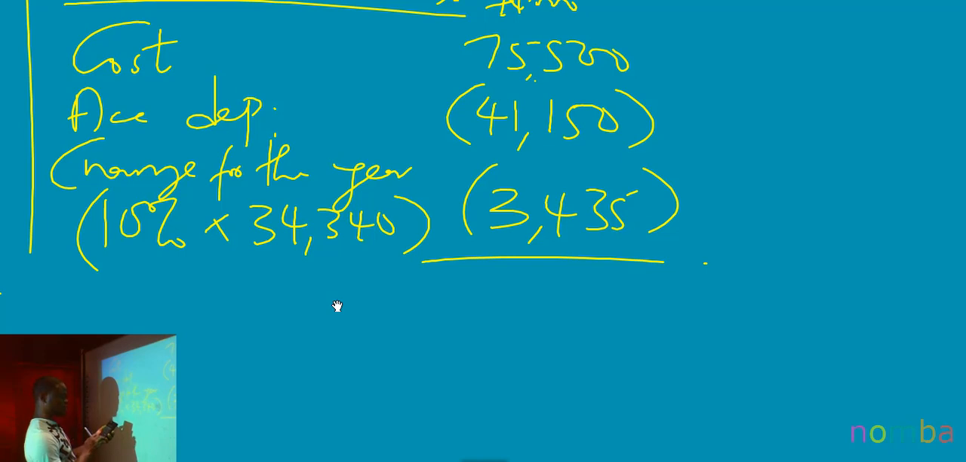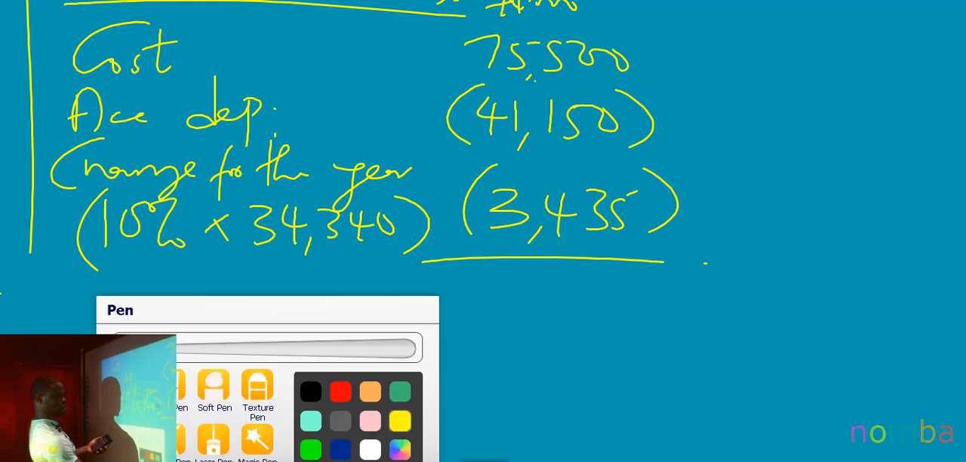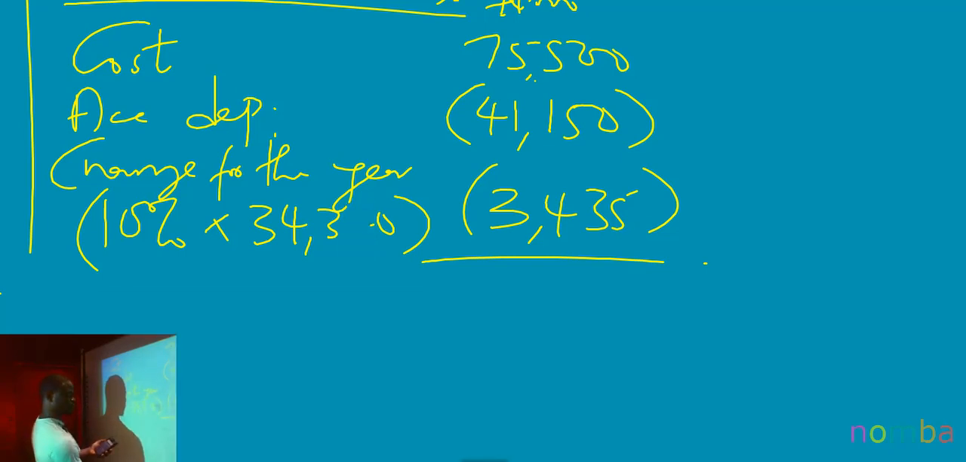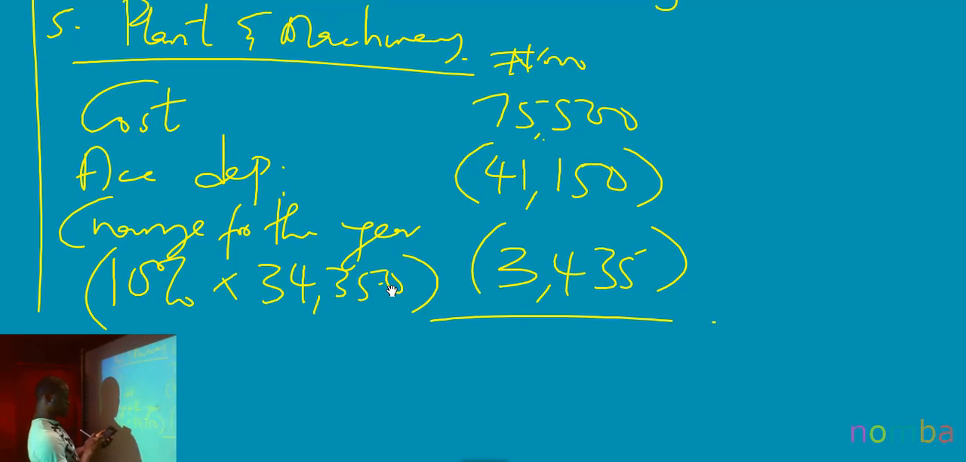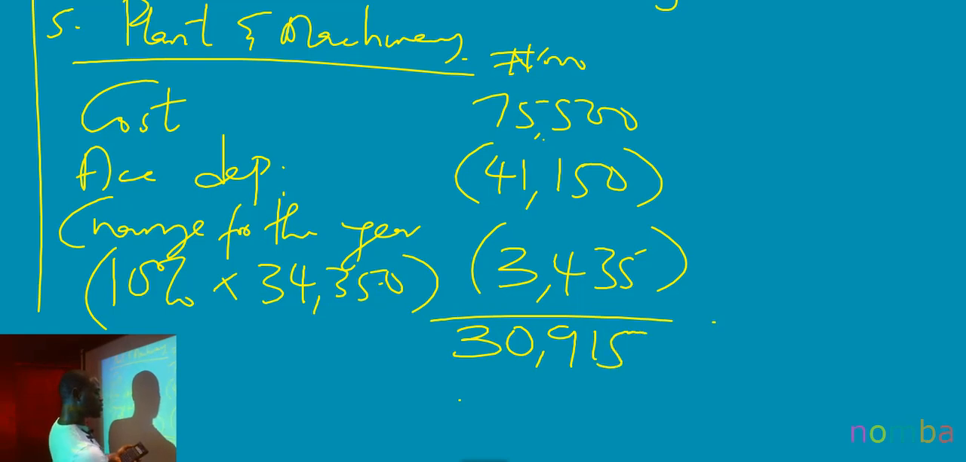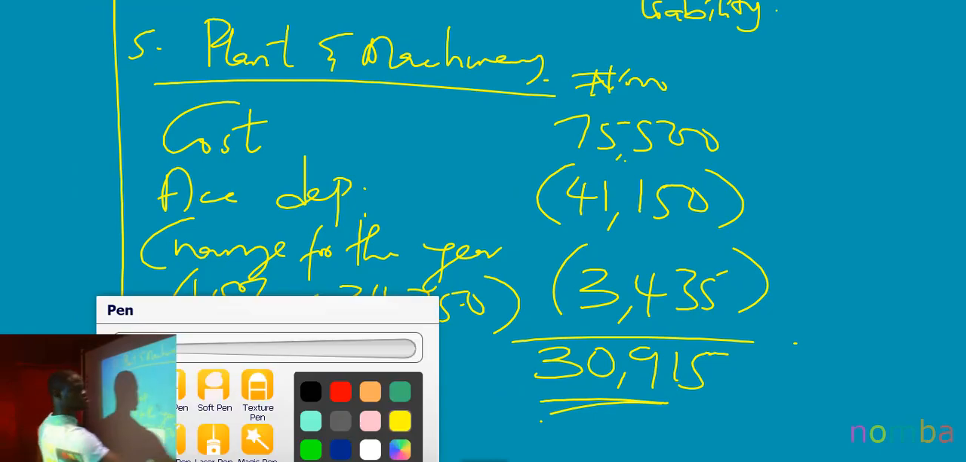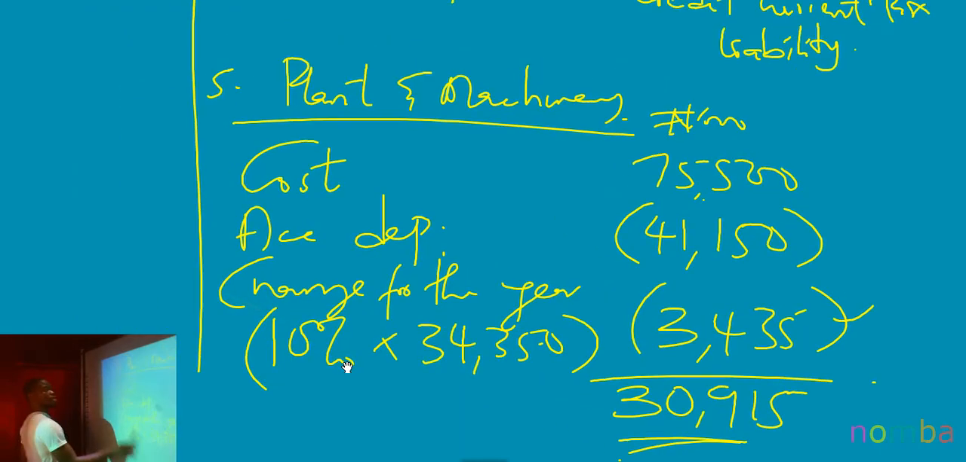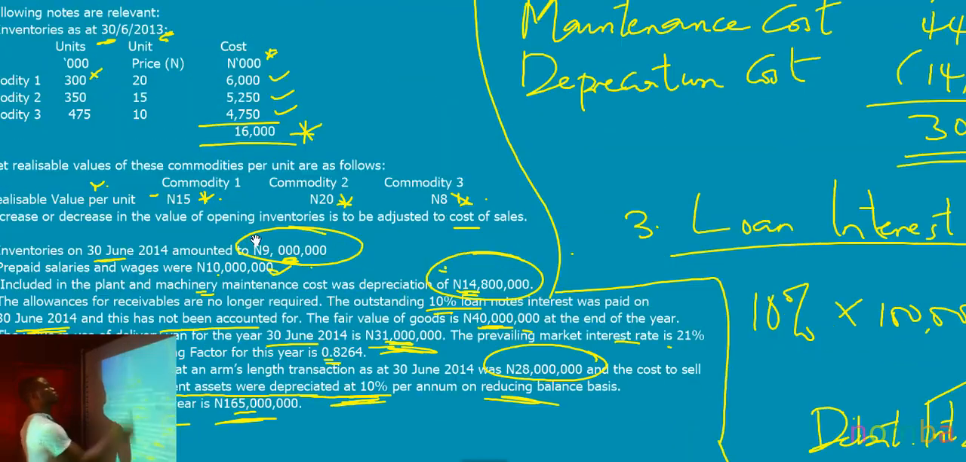So 75,500 minus 41,150 gives me 34,350. Where did I say 340? What is wrong with me? 3,435. Okay. So the carrying amount is 75,500 minus 41,150 minus 3,435. That gives me 30,950. Okay, so this one will be the depreciation for the year. Alright, so let's go and check for another asset.